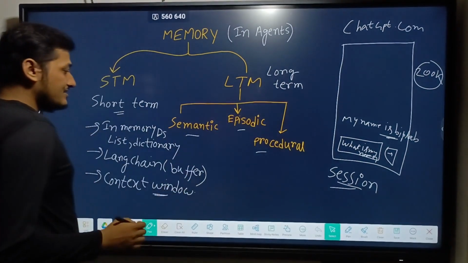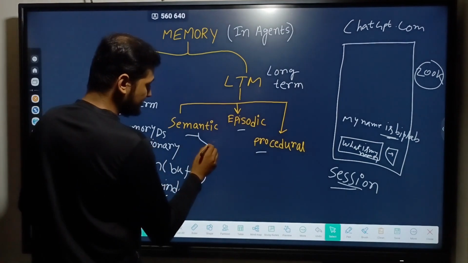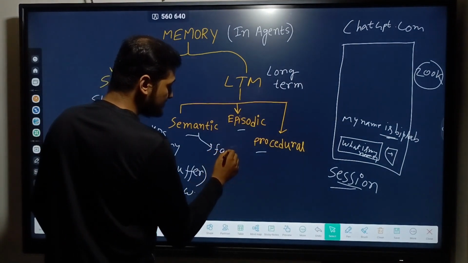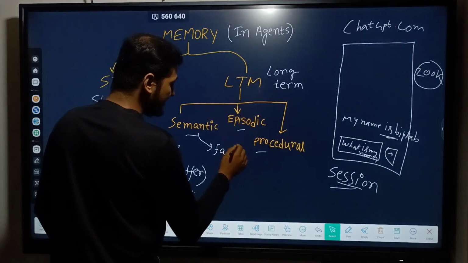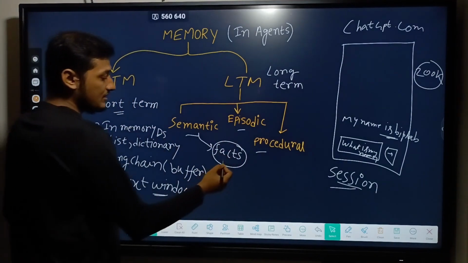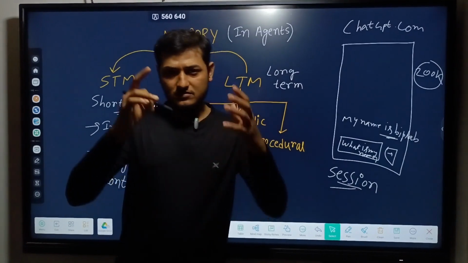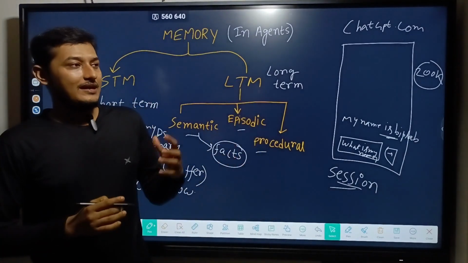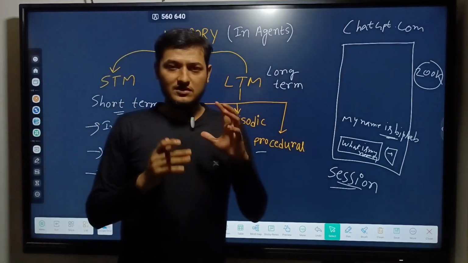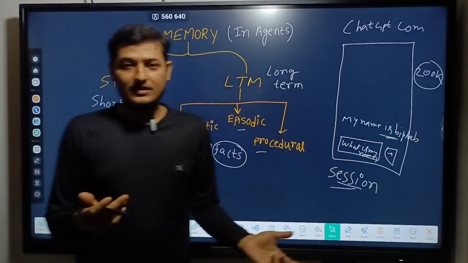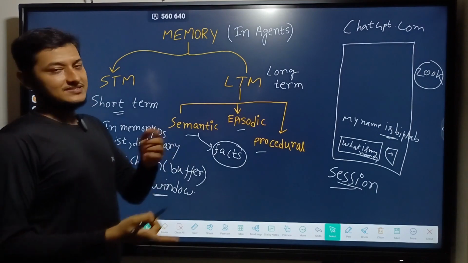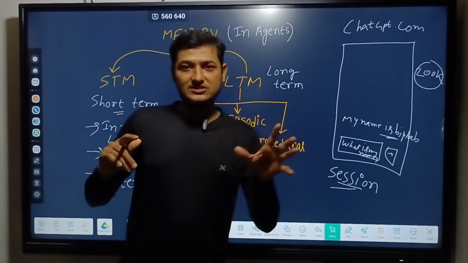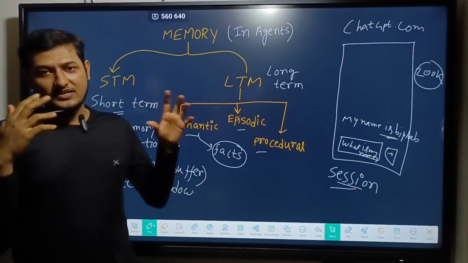Semantic means these are facts. We are storing these facts as a memory. It can be world related knowledge, and it is not specific to any events. Let's say Delhi is inside India, or Paris is the capital of France.